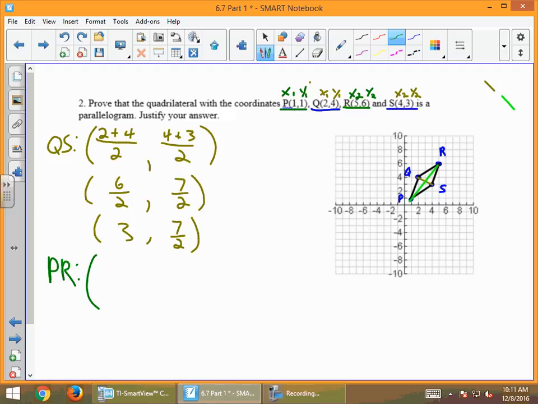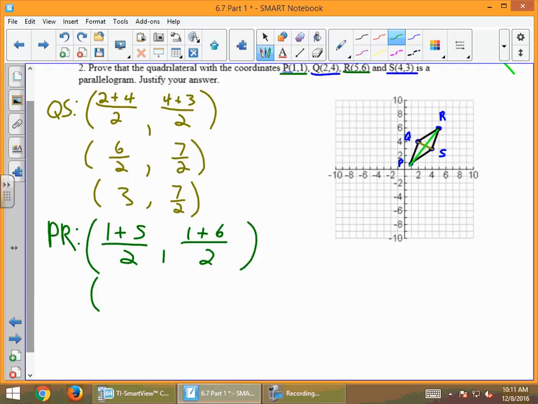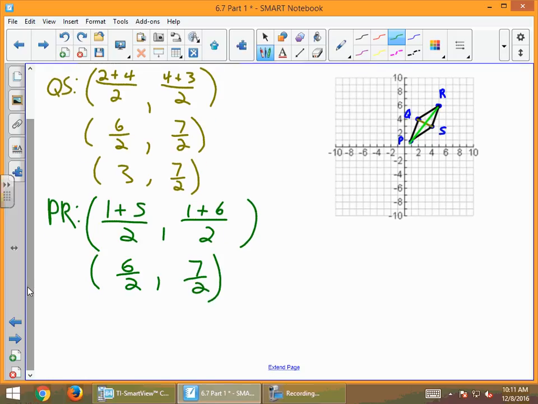Plug them in. Give me one of the X values. 1 plus, what's the other X value? 5, still divided by 2. The Y's now, the first one is 1, plus the second one, divided by 2. All right, simplify here just a little bit. 1 plus 5 is 6 over 2. The other one, 1 plus 6 is 7 over 2. Already you can see what's going to happen. And when I do so, it's going to reduce down to 3, 7/2.